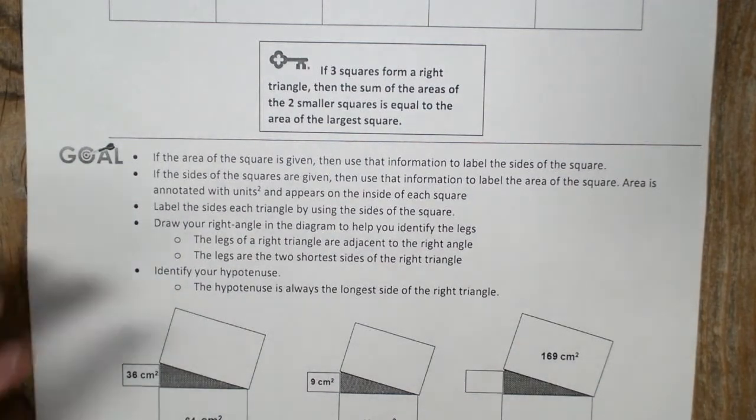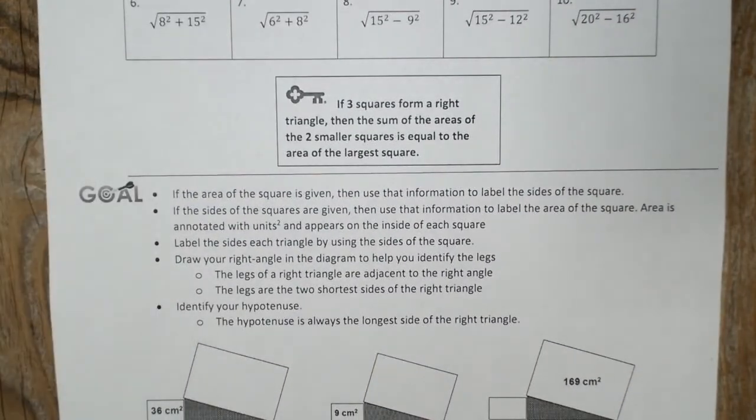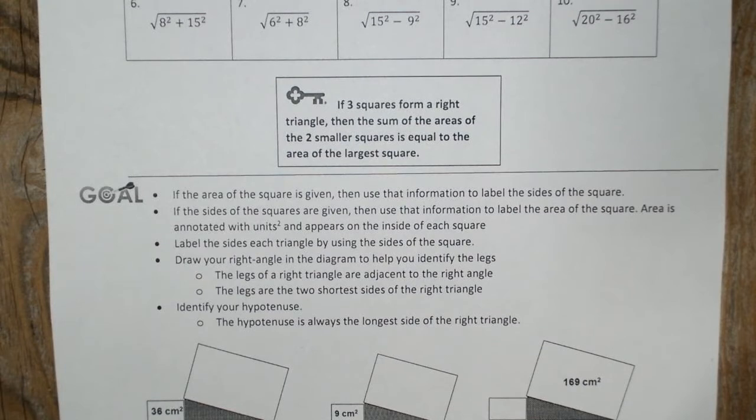So the models are down here, and basically the theorem says if three squares form a right triangle, then the sum of the areas of the two smaller squares is equal to the area of the largest square.